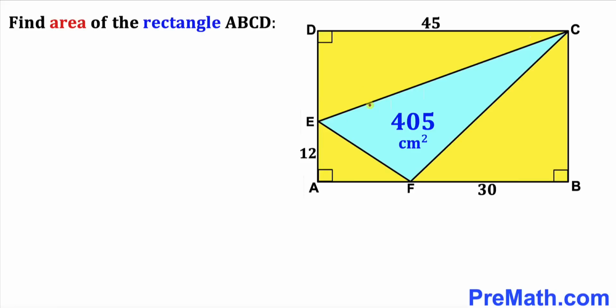Welcome to PreMath. In this video, we have this blue triangle fully confined in a rectangle ABCD, as you can see in this diagram, such that the area of this blue shaded triangle is 405 centimeters square. Furthermore, this side length CD is 45 centimeters. This side length FB is 30 centimeters. And this vertical length is 12 centimeters. Now we are going to calculate the area of this rectangle ABCD.